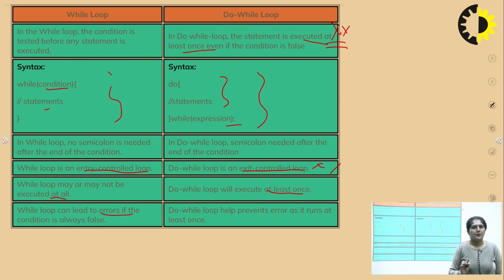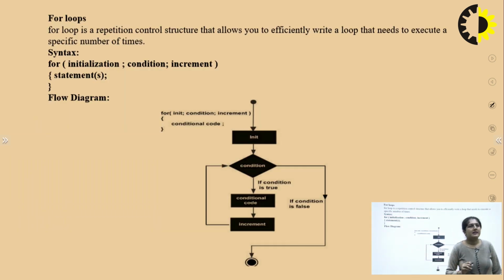You should know these. Now let us see the for loop. It is very important. Most of the time, the for loop is used everywhere. So what is the for loop? A for loop is a repetition control structure that allows you to efficiently write a loop that needs to execute a specific number of times. So what is the syntax?